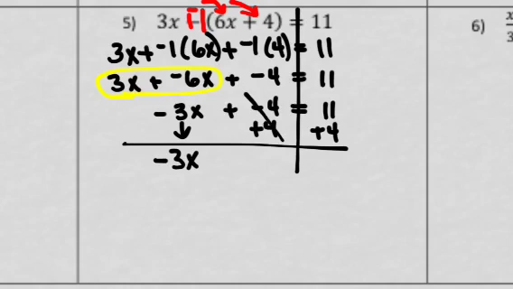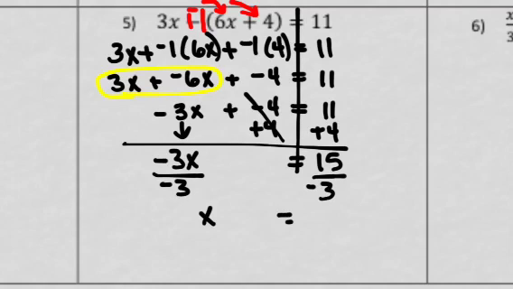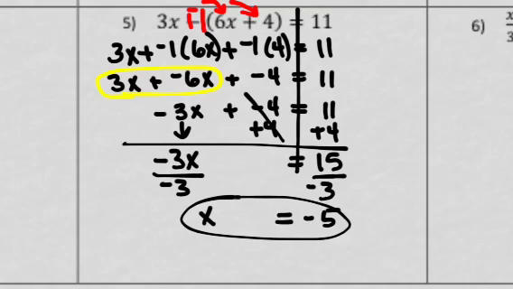These cancel to be 0. And I have 15 over here. Divide both sides by -3. And x equals -5 is my answer. I'm going to leave the check up to you.